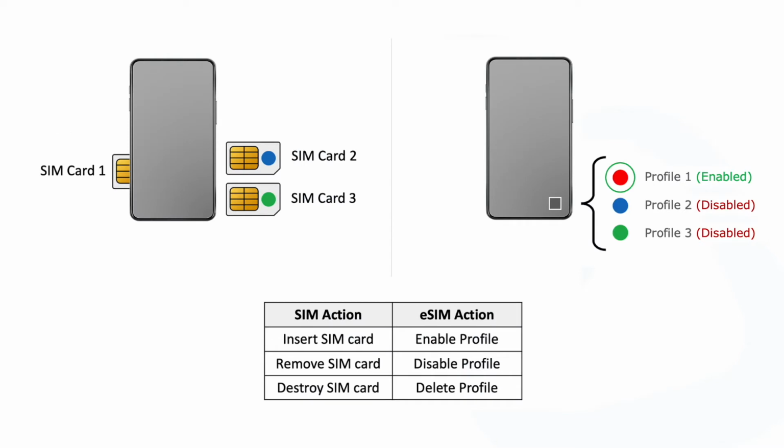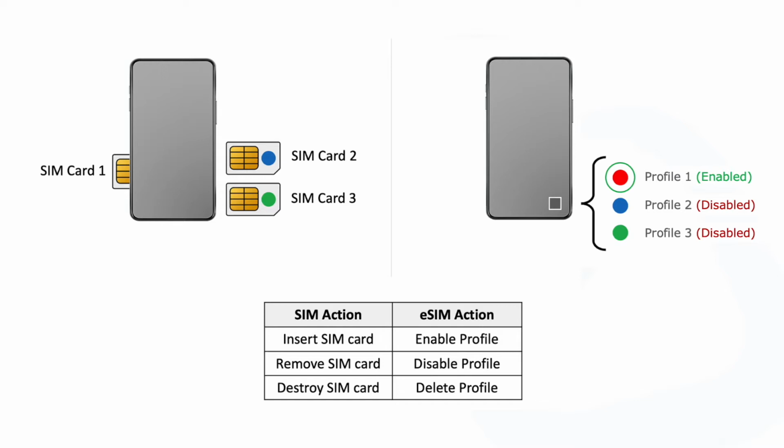It's worth at this point having a quick look at the differences between physical SIM cards and eSIM profiles in terms of how the customer interacts with them. For physical SIM cards, there are 3 main actions: inserting a SIM card into the device, removing a SIM card from the device, and then eventually destroying the SIM card once it's finished with, typically by cutting it in half using a pair of scissors.